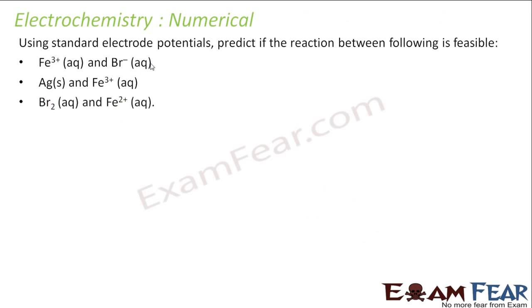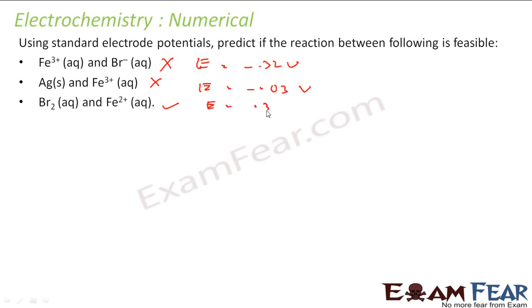I won't solve for you, but this I'll show you. This is not feasible. You can try on your own. This is also not feasible, and this will be feasible. For this, E0 cell will come out to be minus 0.32 volt. For this, it will come out to be minus 0.03 volt, and for this, it will come out to be 0.32 volt. You can just tally this. You can solve this in the same style.